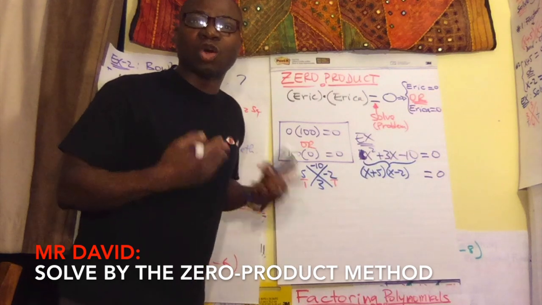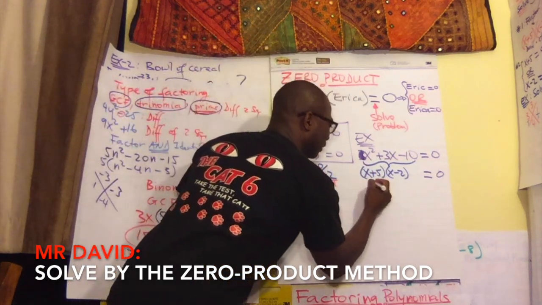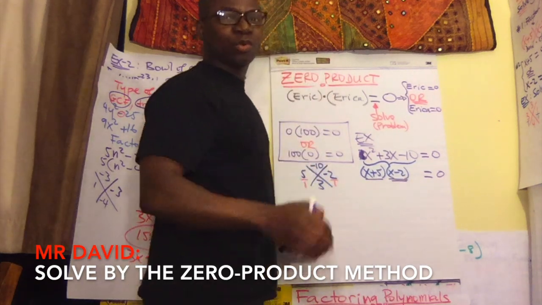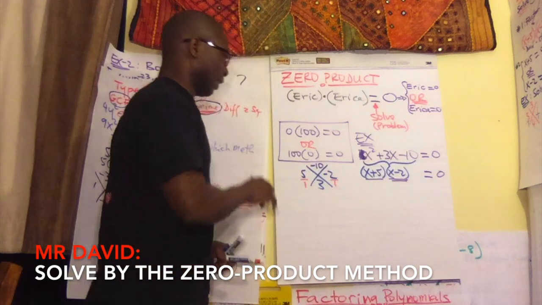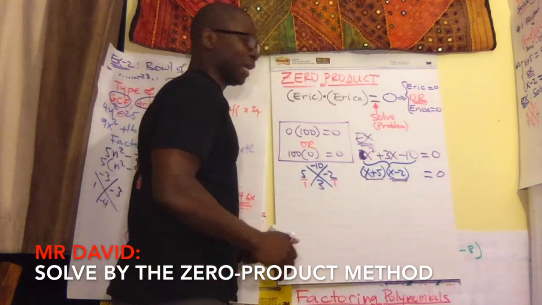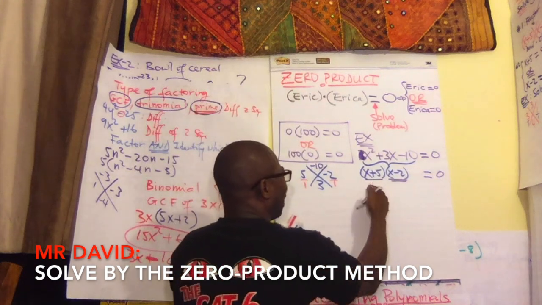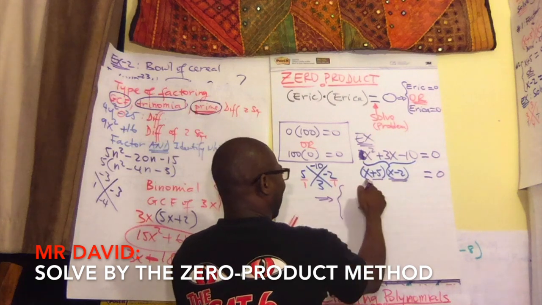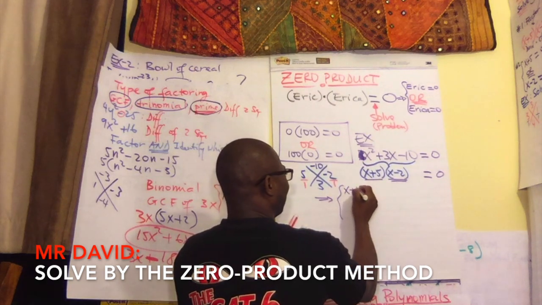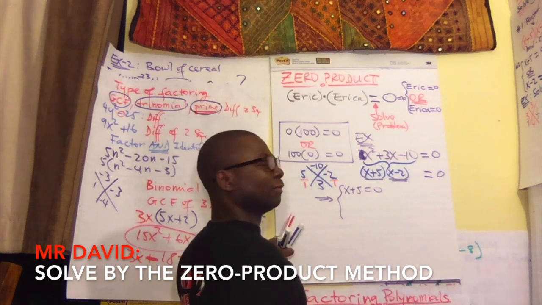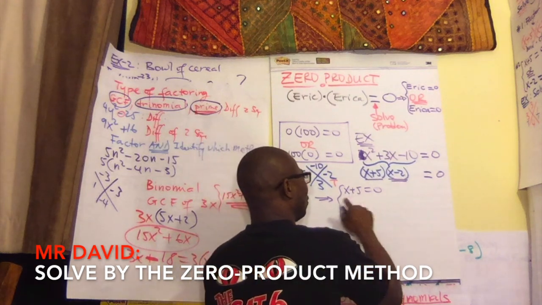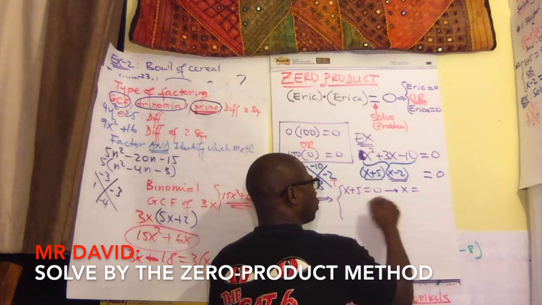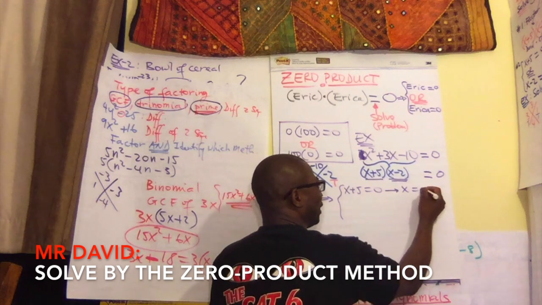Now we want to solve. So this is Eric. This is Erica. So we want to see if Eric gets 0, what happens? So that means we're going to have this one here. Since I don't have space there, I'm going to write this. Eric, which is x plus 5, is 0. Right? So that means x is, you guys already know how to solve this. Move the 5 to the other side, it becomes negative 5.